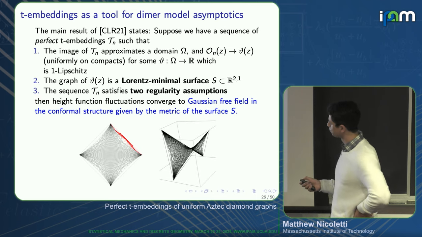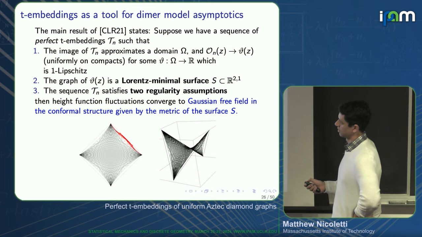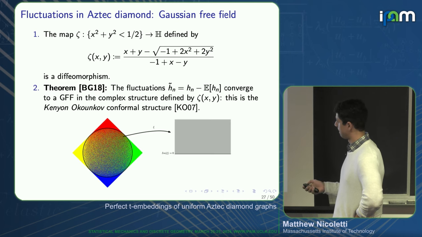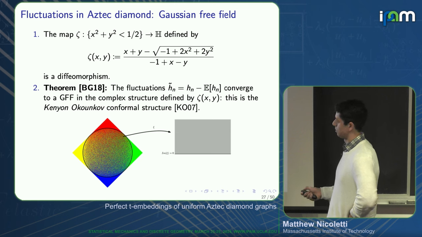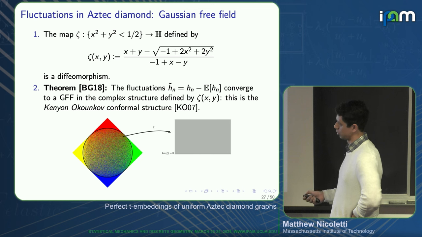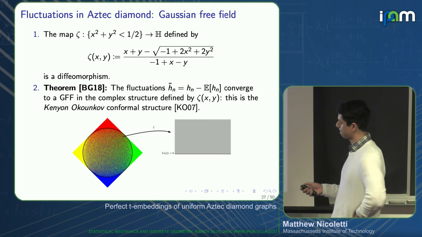Okay, so recall that the theorem of Chelkak, Laslier, and Russkikh states that if these assumptions on perfect t-embeddings are satisfied, then height fluctuations should converge to a Gaussian free field in the conformal structure of this surface. Right, and so it's a theorem that in the complex structure defined by this map, the fluctuations in the Aztec diamond are given by a GFF. And this agrees with the general conjecture of Kenyon and Okounkov.